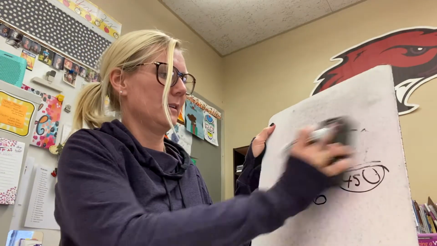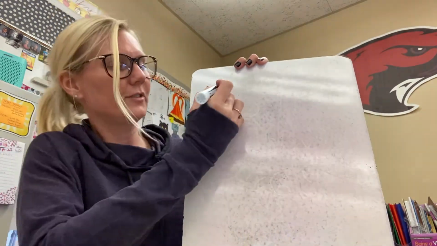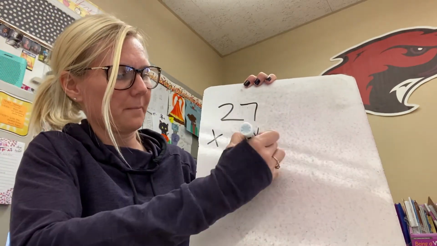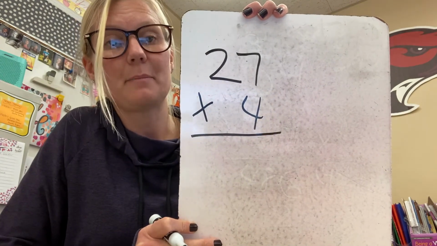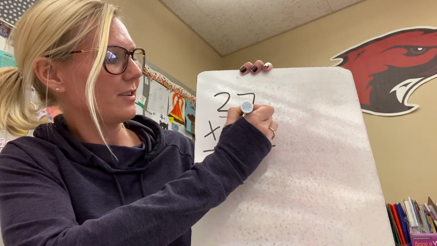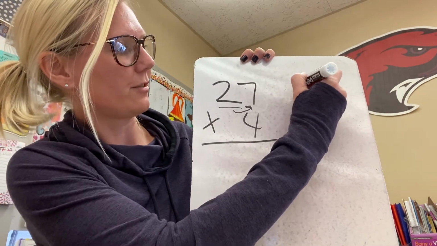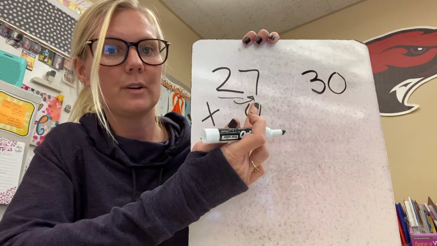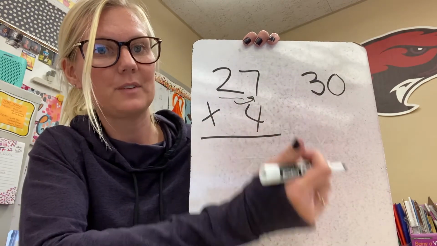Okay, let's try another one. So this is exactly what your lesson will be. You'll be given a problem. Let's do 27 times 4. Your first job is to round the top number. So 27, I know that the 7 would tell the 2 to go up to a 3. So I'm going to write it over here this time. It would become 30. The 2 looks to the neighbor, the 7 tells the 2 to go up to a 3, and it becomes a 30.